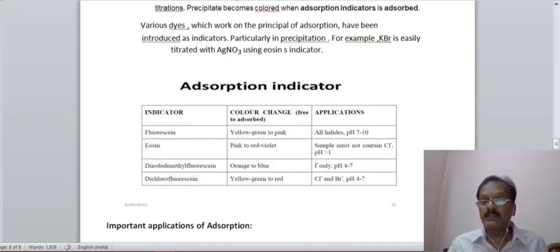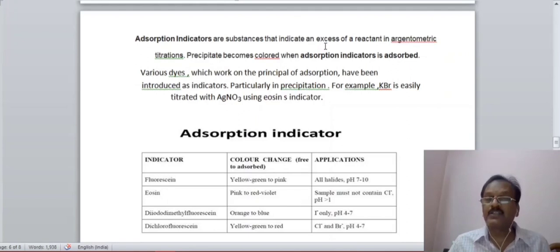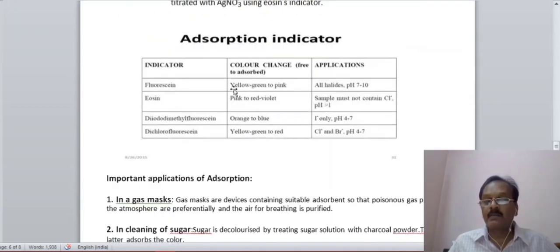Examples: various dyes which work on the principle of adsorption have been introduced as indicators, particularly in precipitation titrations. For example, KBr is easily titrated with AgNO3 using an eosin indicator. Here, this is nothing but an argentometric titration. So we will get a very accurate end point using this adsorption indicator. So we have certain examples on this now.